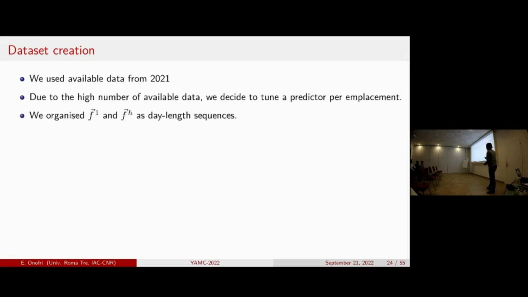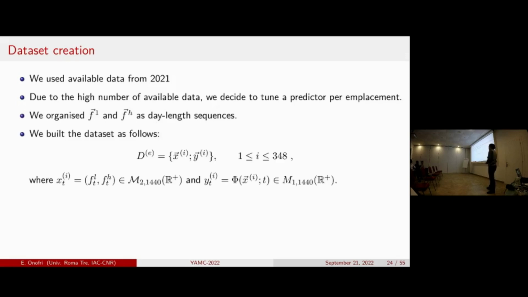We organized the two fluxes in day-length sequences. So actually, day-length sequences means 1,440 data points. Sorry, I forgot to say that these data are transmitted minute by minute, so these are the number of minutes inside the day.